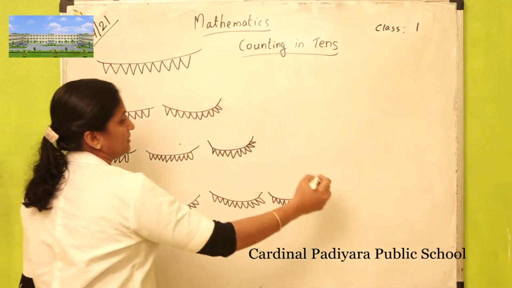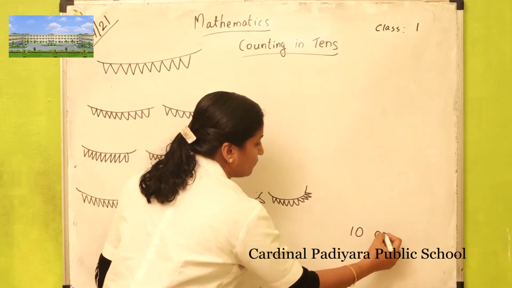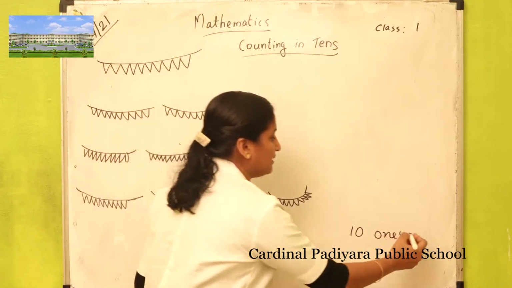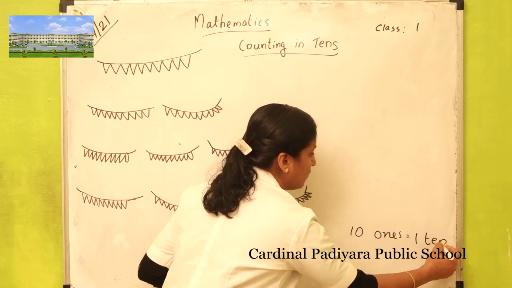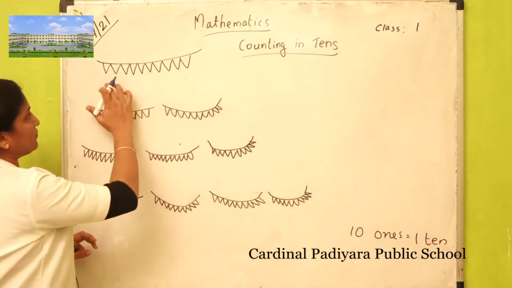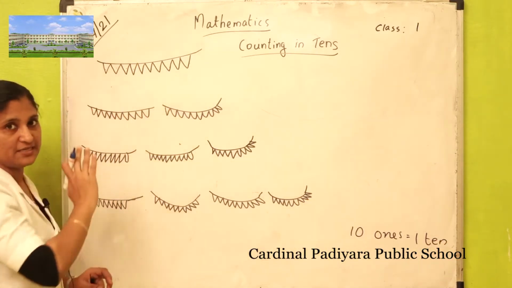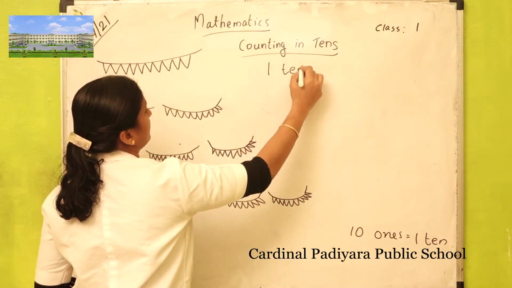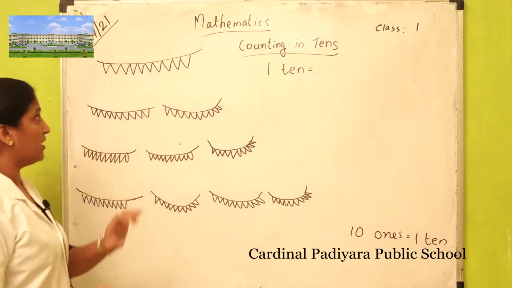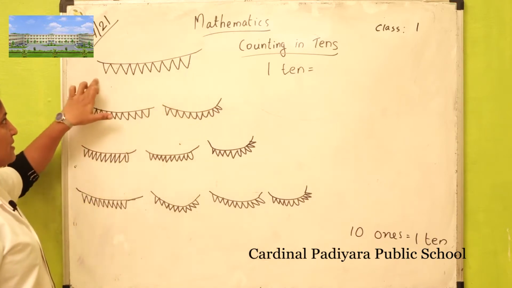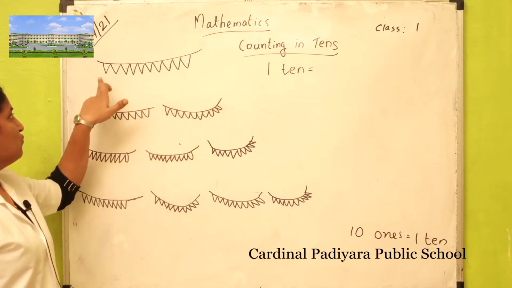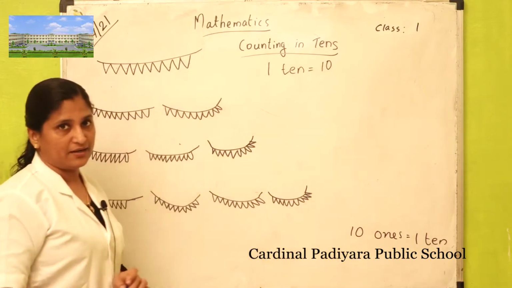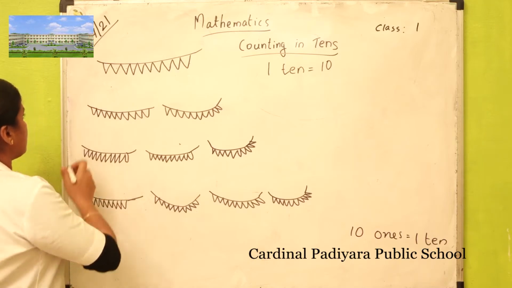You know that 10 ones is what? 10 ones is equal to 1 ten. Okay. So in this first bunting, how many tens here? Only 1 ten. 1 ten is what? How many triangles here? 10 triangles. So 1 ten is 10. Then look at the next buntings.